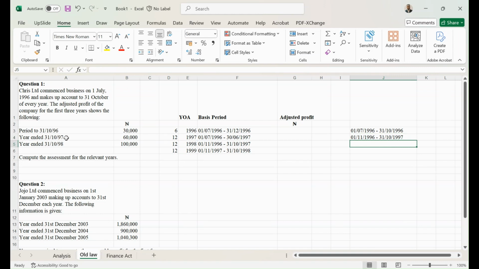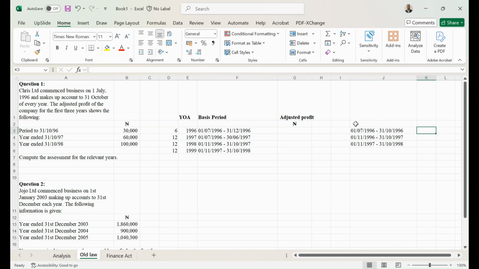So if it says year ended 31st October 1997, when did it start? Count 12 months backward, and that would mean it started 1st of November 1996. And this other one would be 01 11 1997, and the 12 months is going to end 31st October 1998. Okay, so you would see that I have further expanded these dates. Going forward, I may not need to do that again. It's just for you to understand what I'm trying to achieve here.